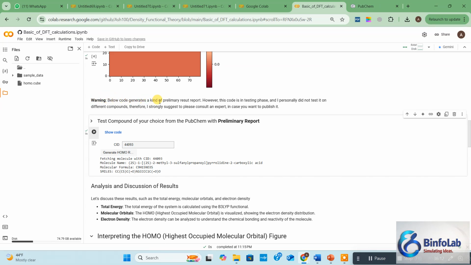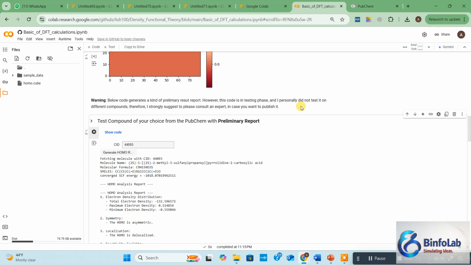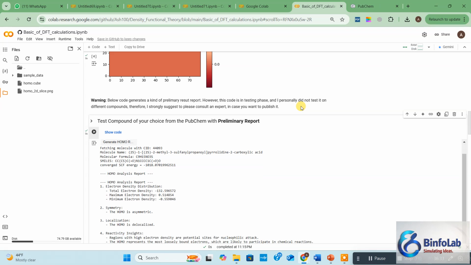The below code generates a kind of preliminary test report. However, this code is in testing phase, and I personally did not test it on different compounds. Therefore, I strongly suggest to please consult an expert in case you want to publish it. To be very realistic, I generated these codes last night, less than 24 hours ago, and I did not have much more time to test it on different compounds. So I kept it here.